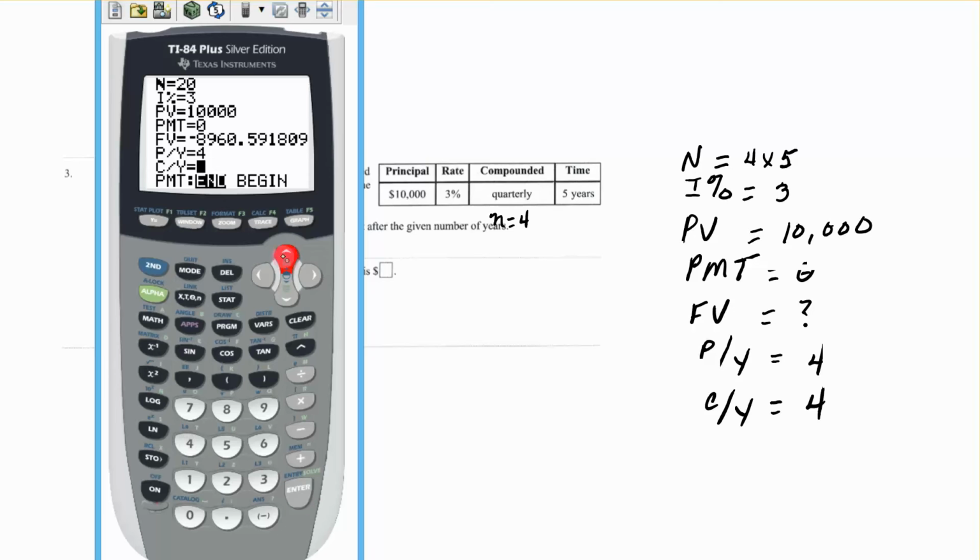Go back up to the future value. You don't even have to clear it. If you just do alpha, enter, it will put the new correct one in there. And so our future value, what we'll have in this account, will be $11,611.84. The amount of interest, well, we know how to get interest. We're going to take our future value minus our present value.